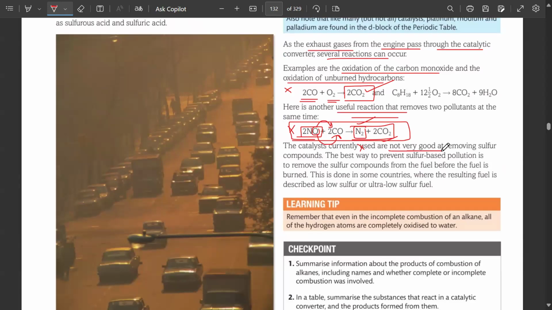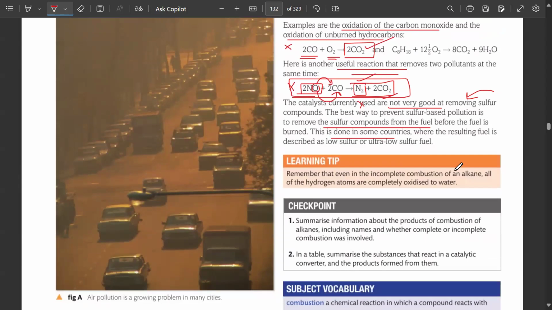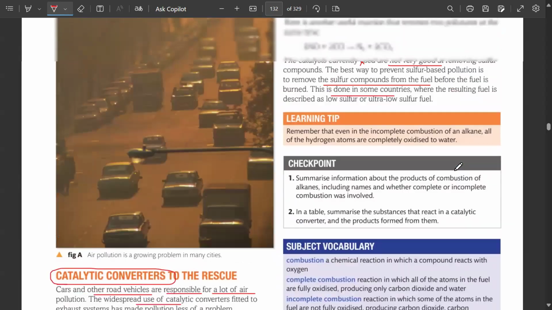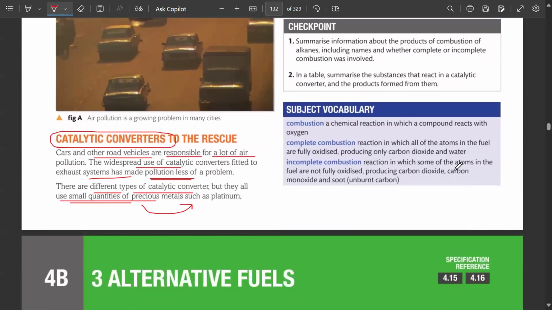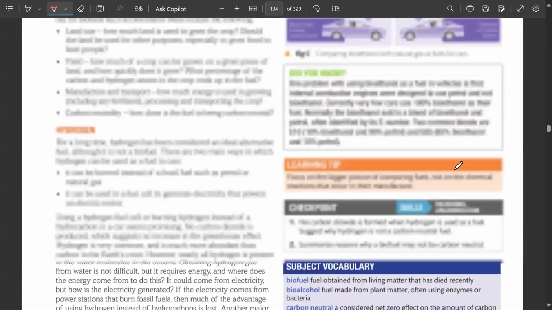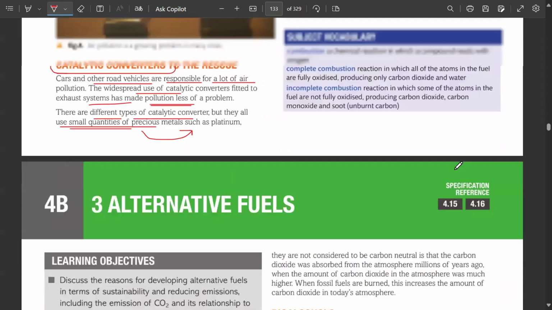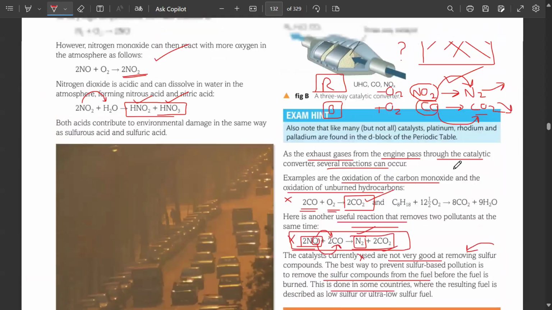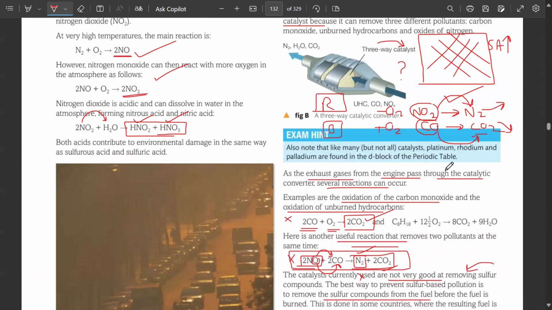So the catalysts currently used are not very good at removing sulfur compounds. The best thing is that you have to remove the sulfur compounds from the fuel before it is being burned. And this is being done in some countries कि बिल्कुल sulfurless fuels produce होने लग जाए. That would harm the environment less. बिल्कुल वो burn ही नहीं होंगे फिर अगर आप वो दूसरे different alternatives ले आओगे. Both nitrogen and carbon dioxide itself, when it burns, comes out of the car. That's not really harmful.